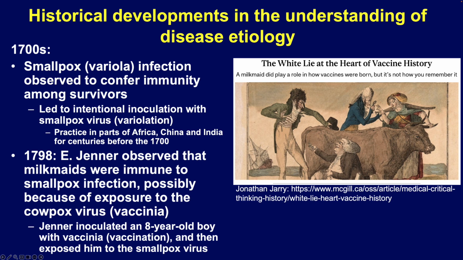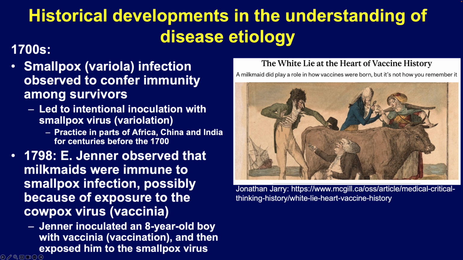It's a practice that had been done, in fact, centuries prior to the 1700s in Africa, China, and India. However, in the 1700s, as the apocryphal story goes, Edward Jenner had the observation that milkmaids, people who milked cows, were immune to smallpox infection. This was possibly, he hypothesized, because they were exposed to the cowpox virus or vaccinia as part of their work. And to test this hypothesis, he inoculated an 8-year-old boy with the cowpox virus, and then, after an adequate time had passed, he exposed the boy to the smallpox virus, twice in fact, to see if he would develop smallpox infection.